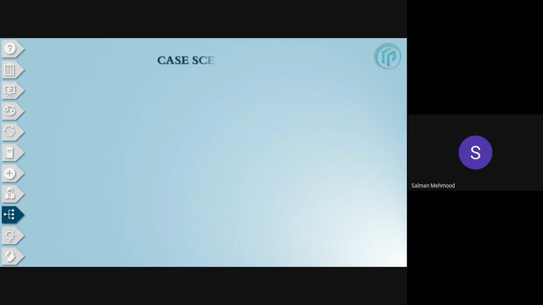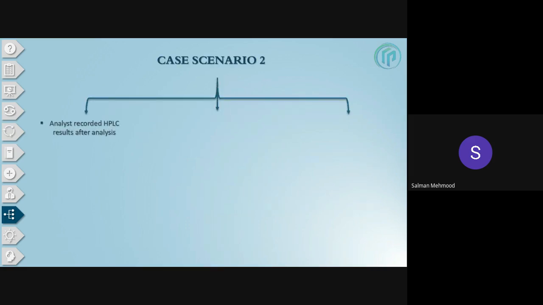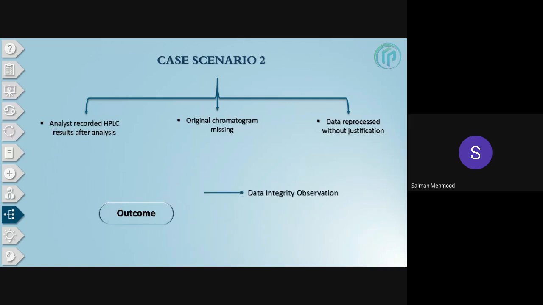Now let's move on to the next case scenario. Analysts recorded HPLC results after analysis, the original chromatogram is also missing, and data was reprocessed without justification. So what will be the outcome of this? The outcome is a data integrity observation, batch rejection, and also a regulatory warning.